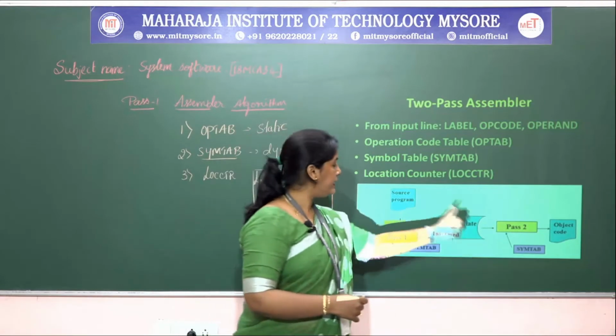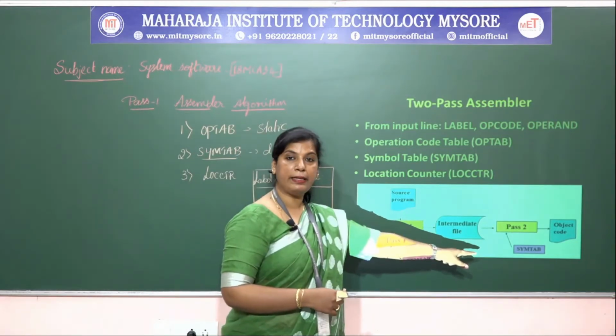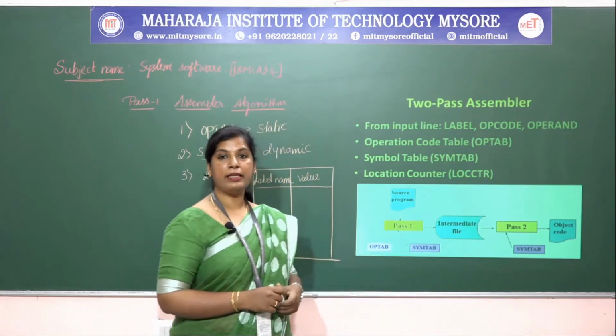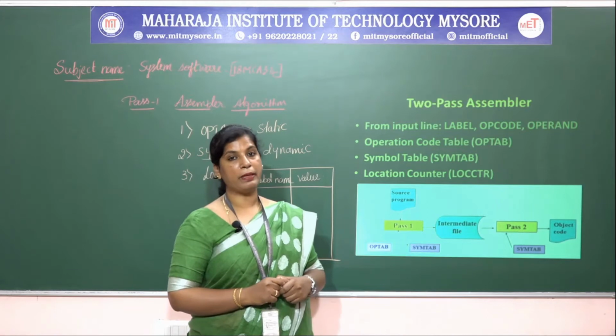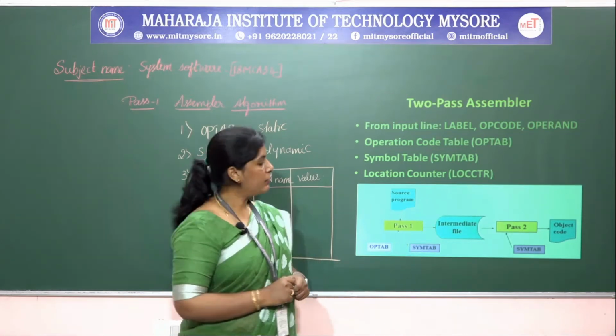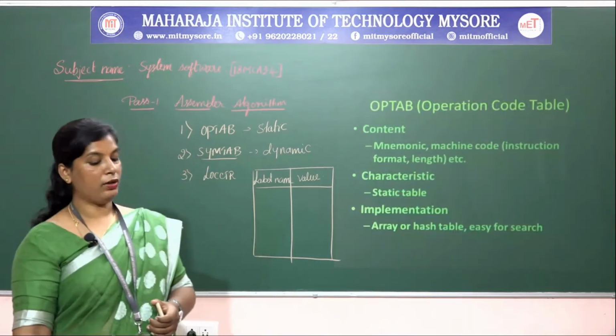Pass 2 uses the intermediate file along with the opcode table and the symbol table. The symbol table is created by the pass 1 assembler. The same symbol table is used by pass 2 for translating. So finally it is going to generate an object code. I have already explained all these things.